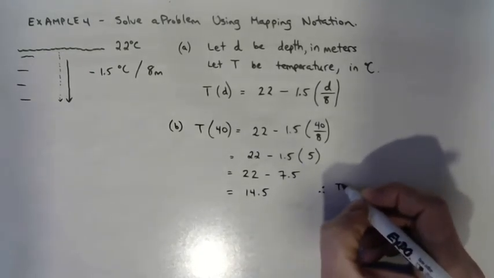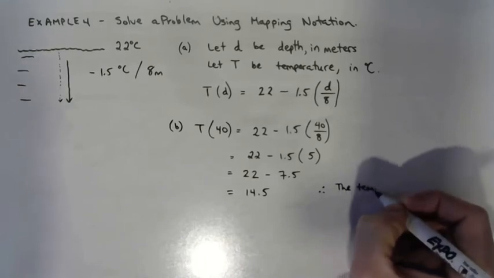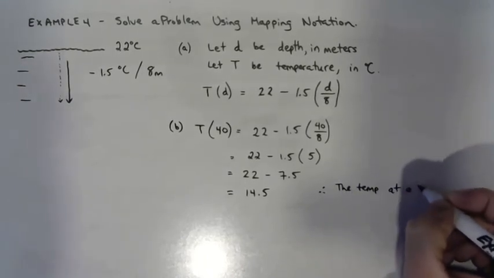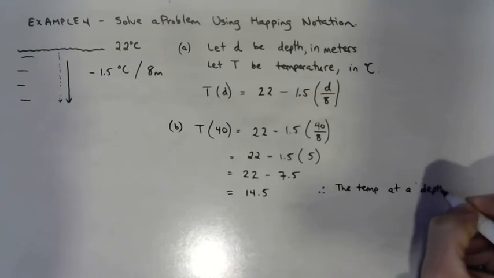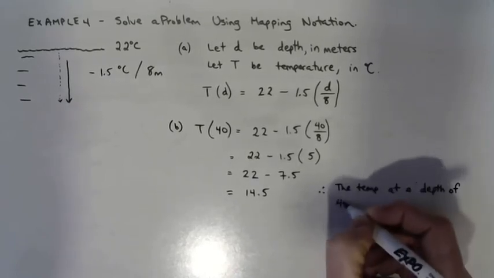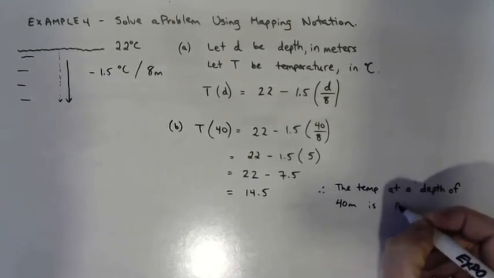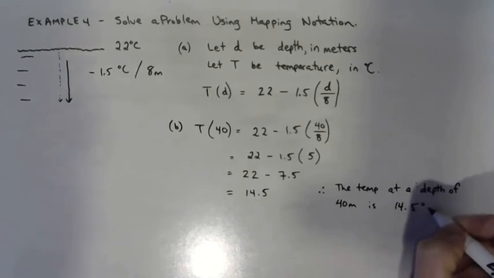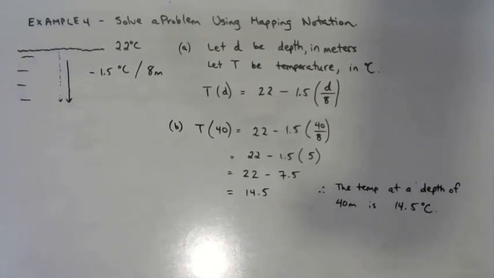Therefore, the temperature at a depth of 40 meters is 14.5 degrees Celsius. All right.